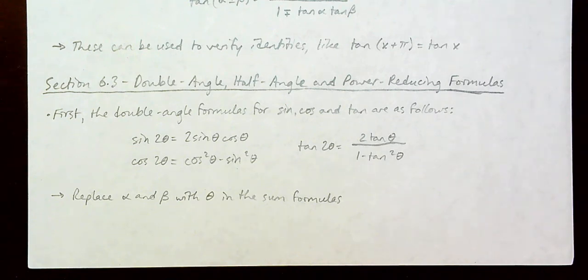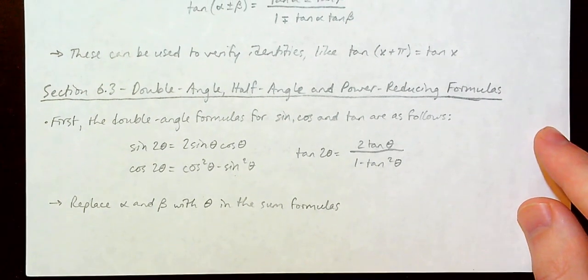Here we have the double angle formulas for sine, cosine, and tangent. Sine of 2 theta equals 2 times the sine of theta times the cosine of theta. Cosine of 2 theta is cosine squared theta minus sine squared theta. And then tan of 2 theta is 2 times tan theta divided by 1 minus tan squared theta.